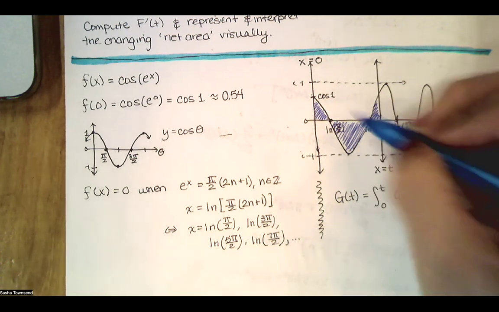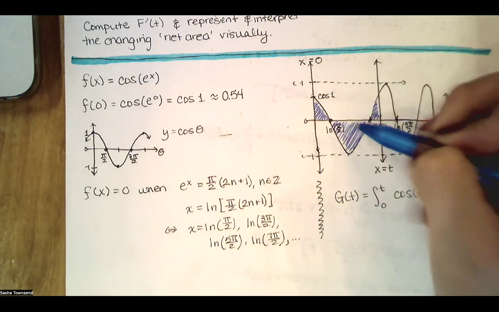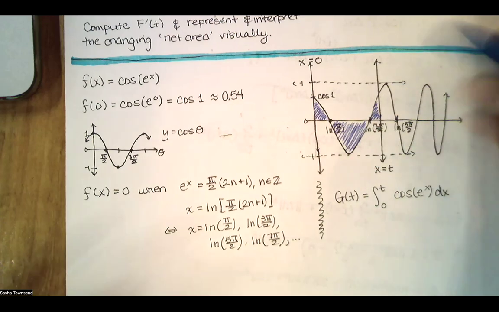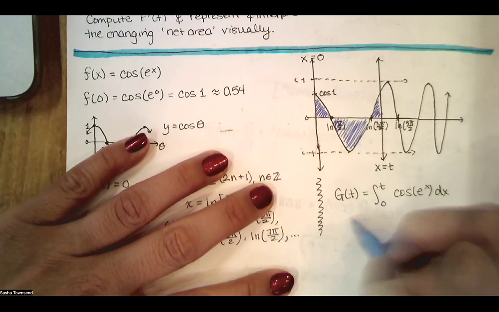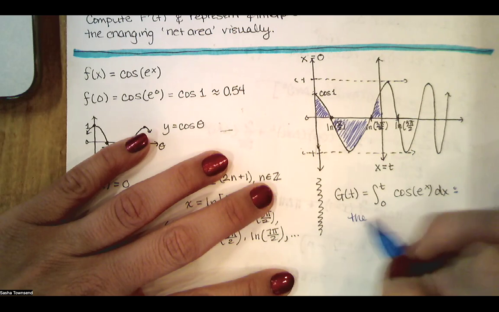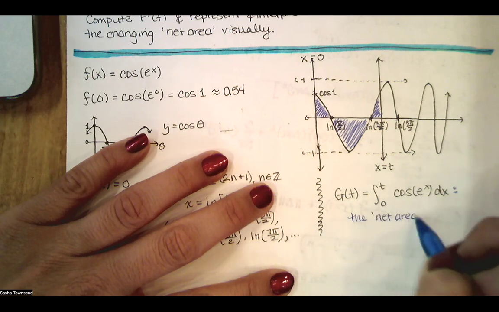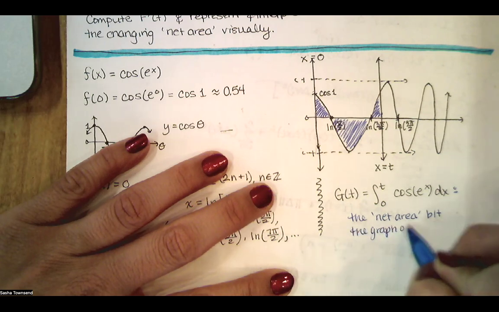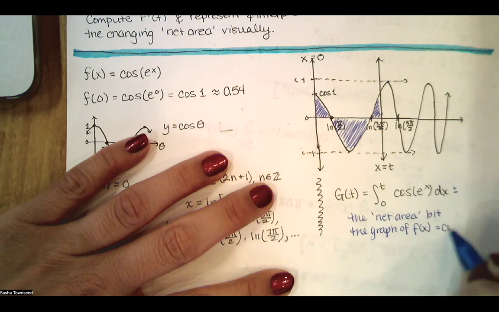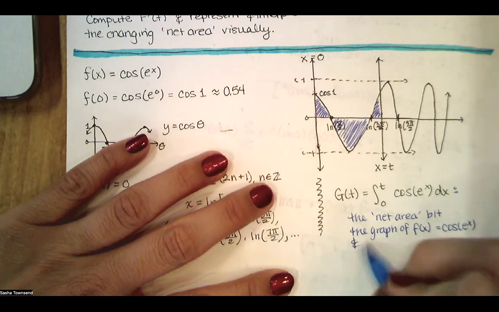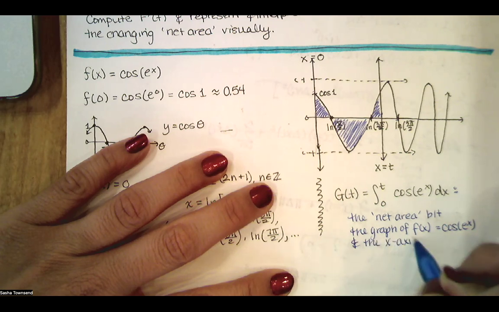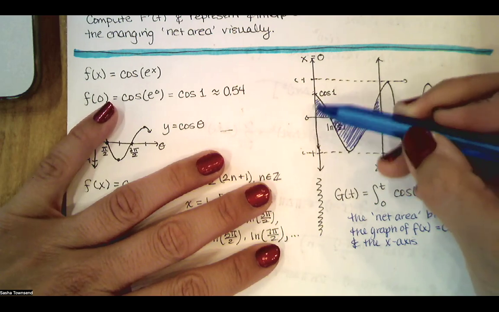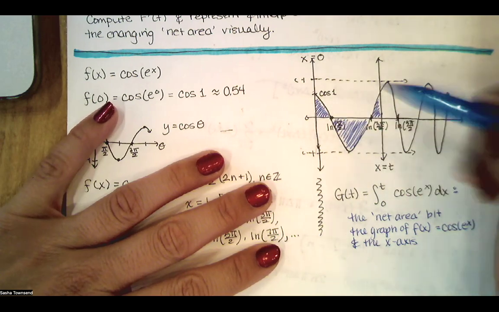And whenever that function is positive, it's counting that area as positive. And whenever the function is negative, we're actually subtracting an area. So when I say that this represents the net area between the graph of the function and the x-axis, what I mean is we're going to find that area that's bounded by the function and the x-axis, but if it's above the x-axis, we add it, and if it's below the x-axis, we subtract it.